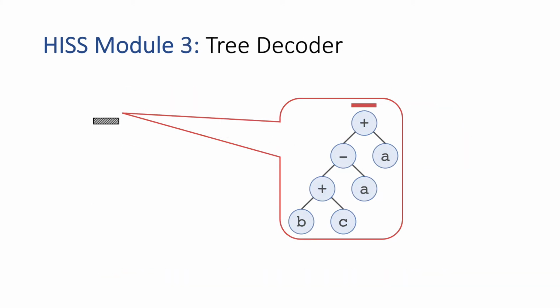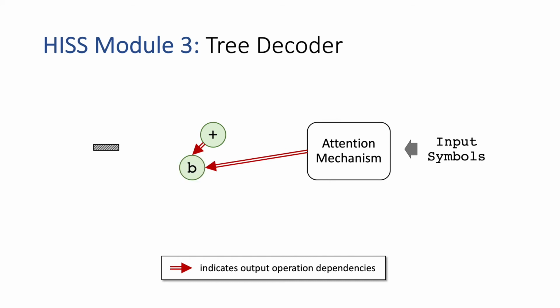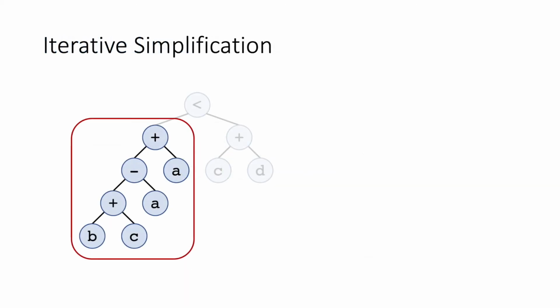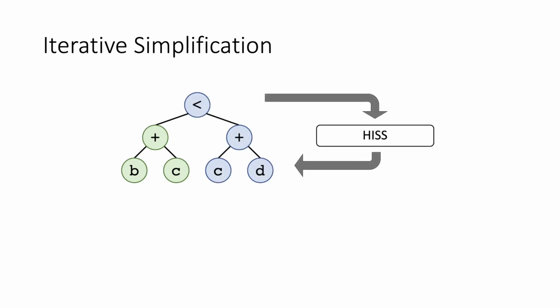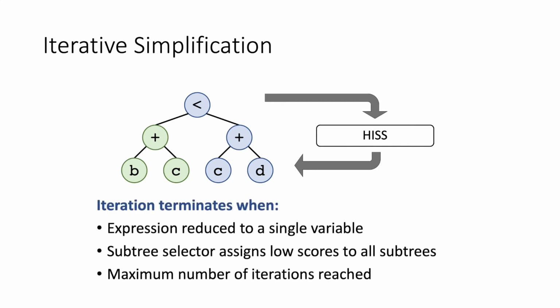The third module is called the tree decoder, which takes the embedding and generates a simplified equivalent expression top-down using a tree LSTM, with an attention mechanism on the input symbols. Once the simplified equivalence is found, it will replace the original subtree. The resulting expression is fed into HIS again for a next round of simplification. The iteration terminates when some termination criteria are hit.